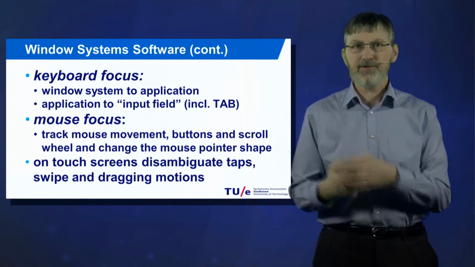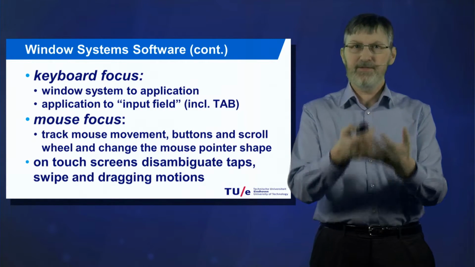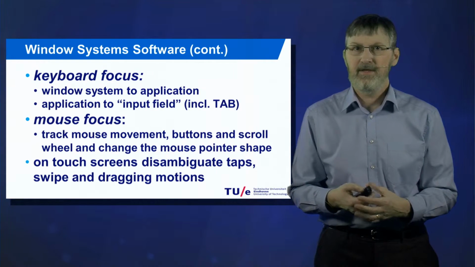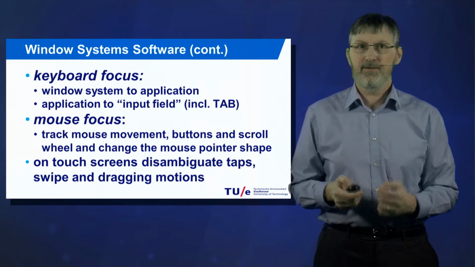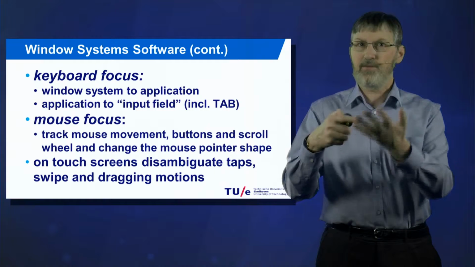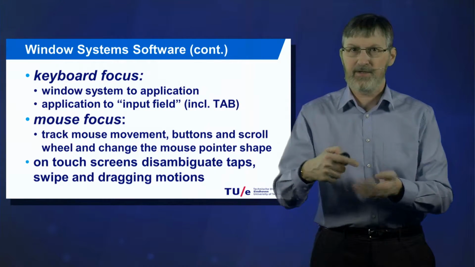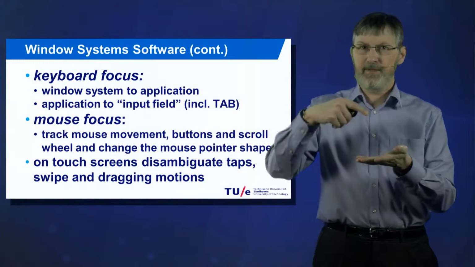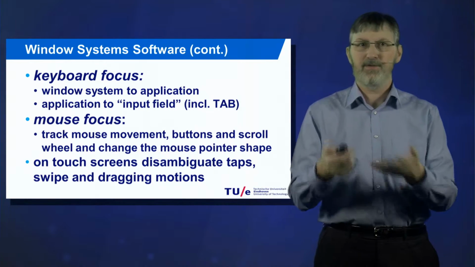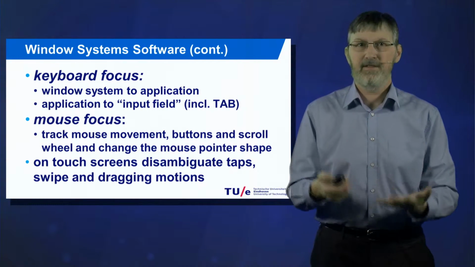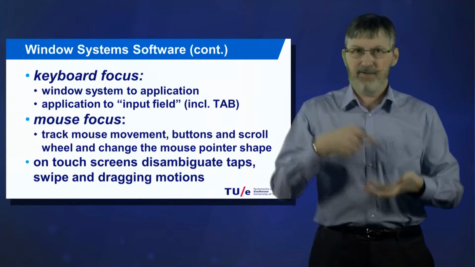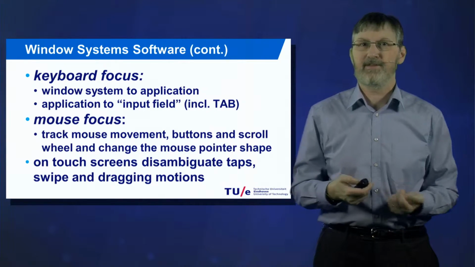When we use touchscreens, then we have to disambiguate the taps, the swipes, and the dragging motions. It is quite tricky to decide when the user touches the screen whether this is actually the equivalent of pressing a key on a keyboard or whether this is the beginning of a swiping motion. And sometimes when you use a mobile phone, you will see that the disambiguation does the wrong thing, and while you try to swipe, it is interpreted as a click.